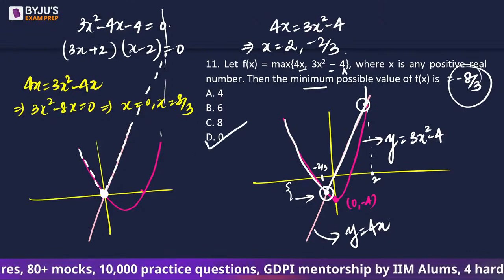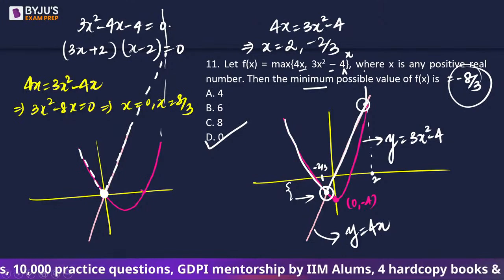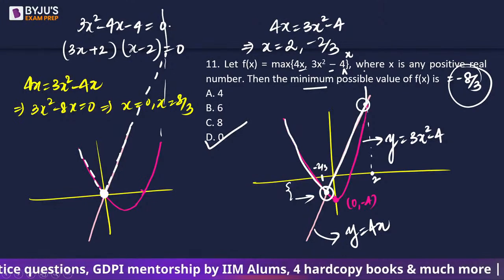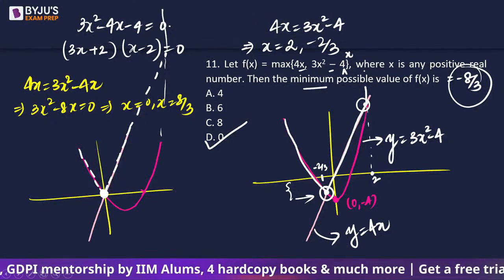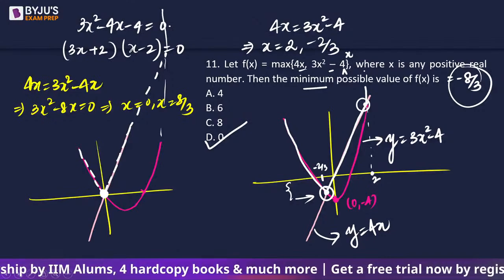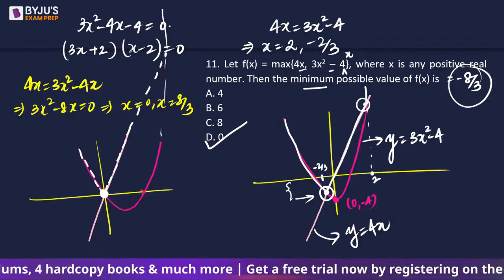So the typo looks like it's going to be x here. If x is not there, then the answer is definitely minus 8 by 3. But if we put x, the answer becomes 0. So if we match the options, we will have to change that in the question.